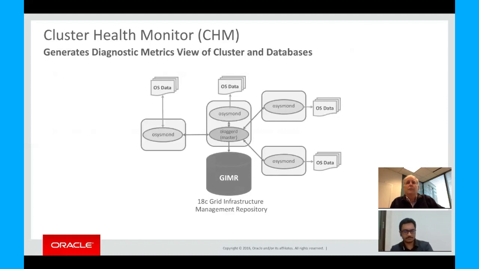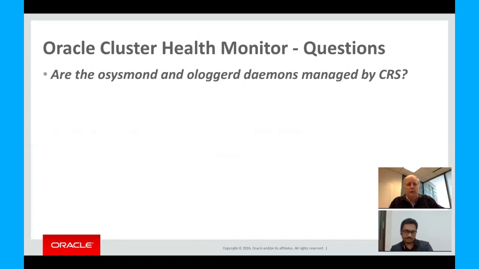Okay, that sounds like a very reliable flow. So I see here that there are two daemons involved, osysmond and ologgerd. Are these managed by CRS? So osysmond is an OHASD resource. It's not a CRS resource. It is managed internally by clusterware, so the customer doesn't have to specifically manage this resource. ologgerd is a daemon that is internally managed by osysmond. I see. So actually osysmond spawns the ologgerd. Is that what you're saying? Correct. osysmond actually spawns and manages ologgerd. It takes care of it on failures, etc.